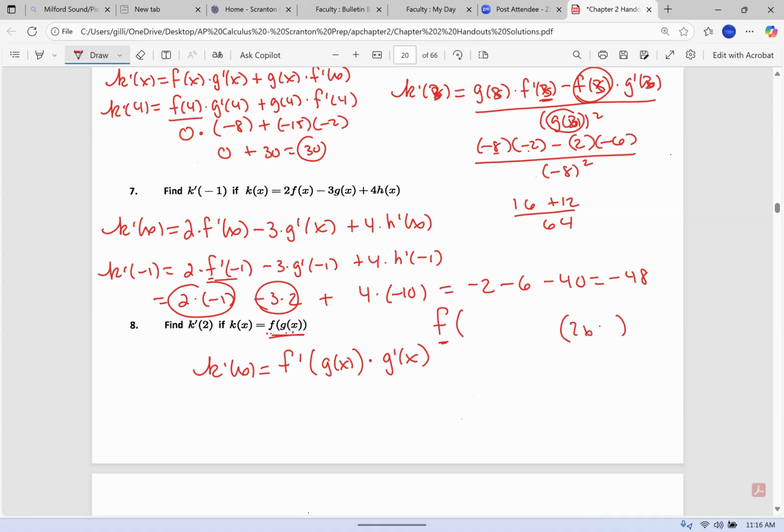Like when we had this, we dropped that power down. That's differentiating the outside function. So if I had h of g of x, what would be that derivative? It would be h prime, repeat the inside, and times it by the derivative of the inside. But I need this value at 2.